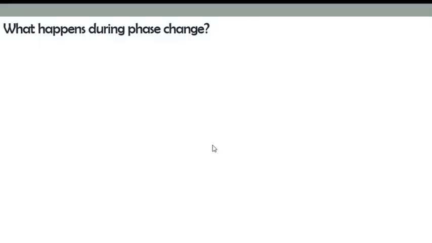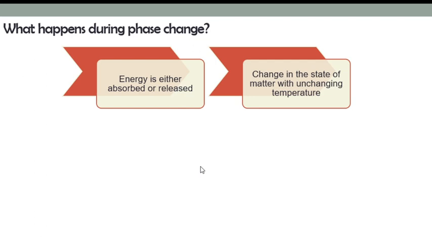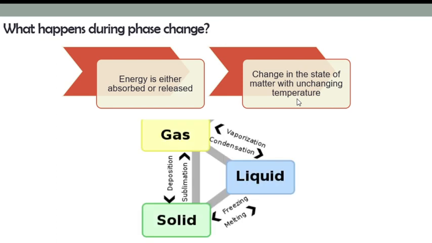What happens during phase change? When energy is either absorbed or released, it results in the change in the state of matter with unchanging temperature. We have to emphasize that during phase change, it's only the state or form of matter that is being changed, but the temperature of the substance remains the same. Here are the different phase changes.